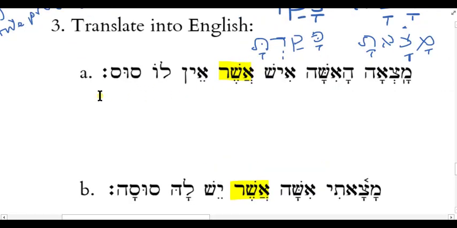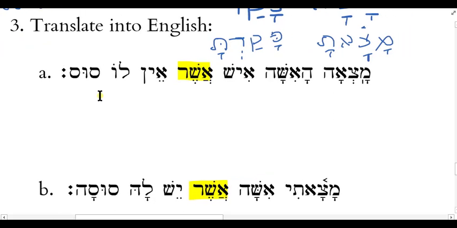So let's take a look. The first sentence, A, and why don't you repeat after me? We'll read this together. Matzah ha'isha ish asher ein lo sus. Okay, so let's not worry about the asher clause here. Let's just talk about the first part. This is the main clause. What's matzah ha'isha ish mean?